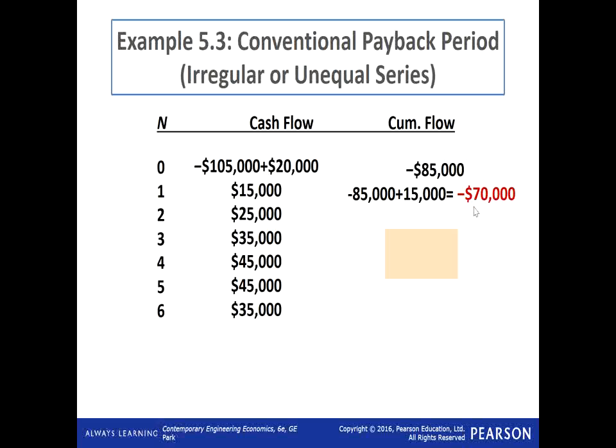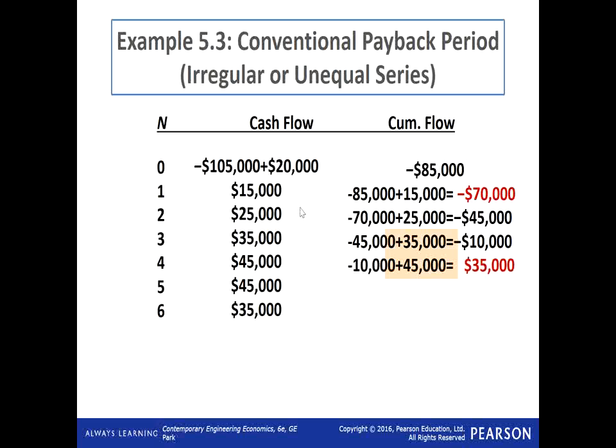After minus 70,000 was left in year 1, next year we received 25,000. Again you add: minus 70 plus 25,000 is minus 45. We continue like this until we reach a positive number. Remember, when do we use this method? When you have unequal cash flows. If I continue with the same method, I will recover my investment in year 3 and 4. Now it is becoming positive, so my payback period is between 3 and 4 years.